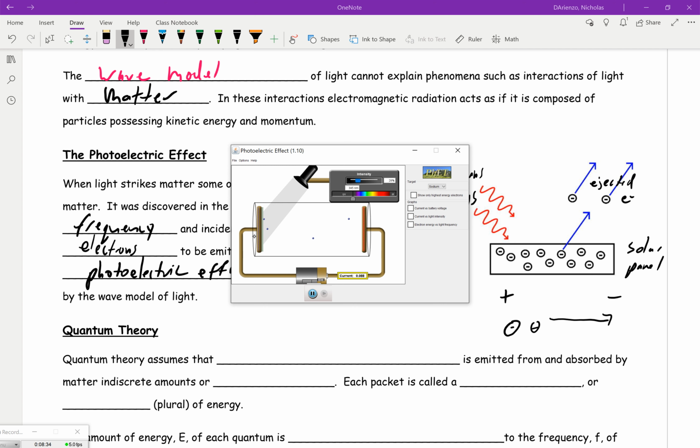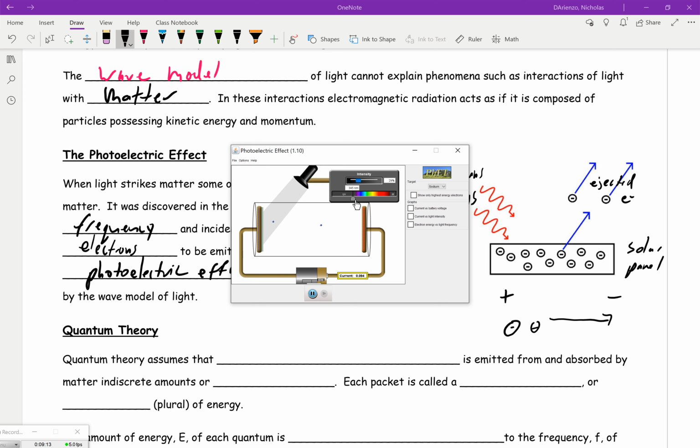Now, we can cause a greater movement of electrons by changing two things: increasing the amplitude of the waves that are being emitted from the flashlight by increasing the intensity. If we bump that up to 100%, we're applying greater energy from the flashlight, which is causing more electrons to be ejected from the piece of sodium metal. Now, if I bring this back down to about 30%, we see a slowing there.